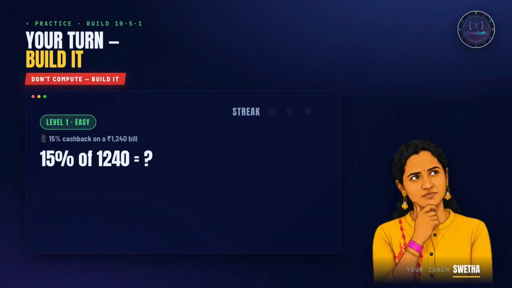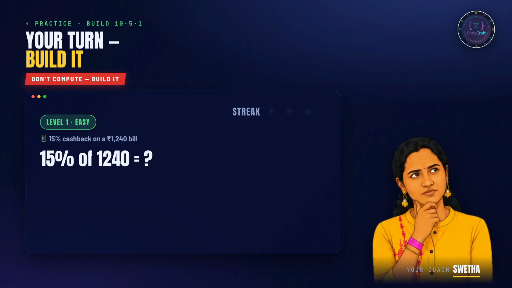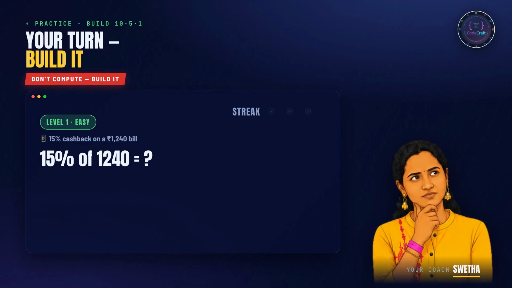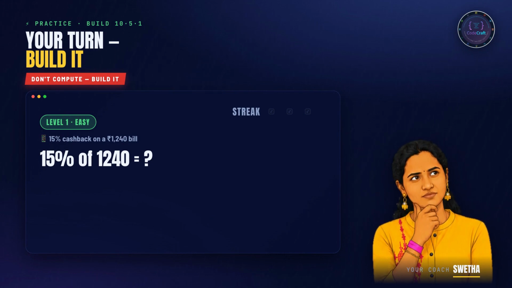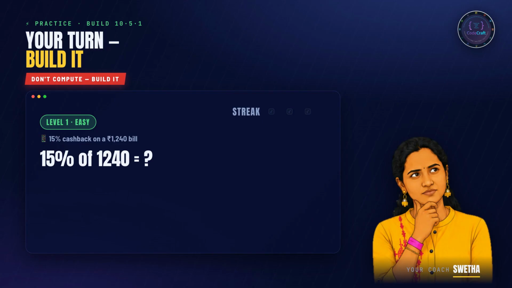All right, your turn now. Let's warm up with an easy one. Your phone bill is 1,240 rupees, and you get 15% cash back. How much comes back to you? Pause it and give it a shot.